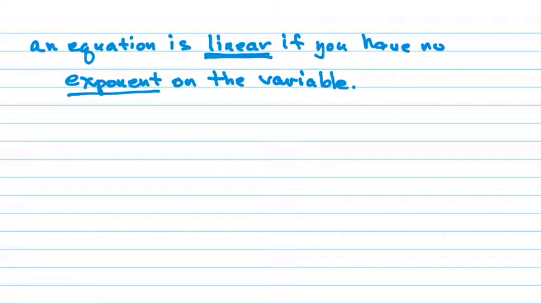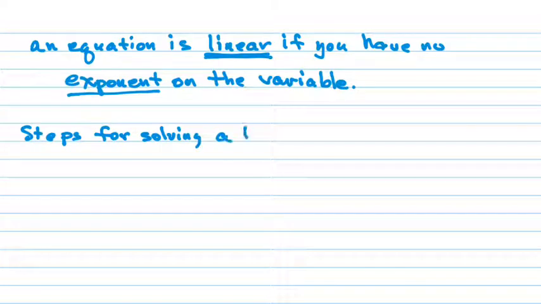All right. So let's talk about the steps for solving a what kind of equation? Linear equation. First of all, how can you tell it's linear? No exponents on the variable. How do you know that something is an equation? Because it has an equal symbol. Good. So those are the two steps you'll know for how that it's a linear equation.